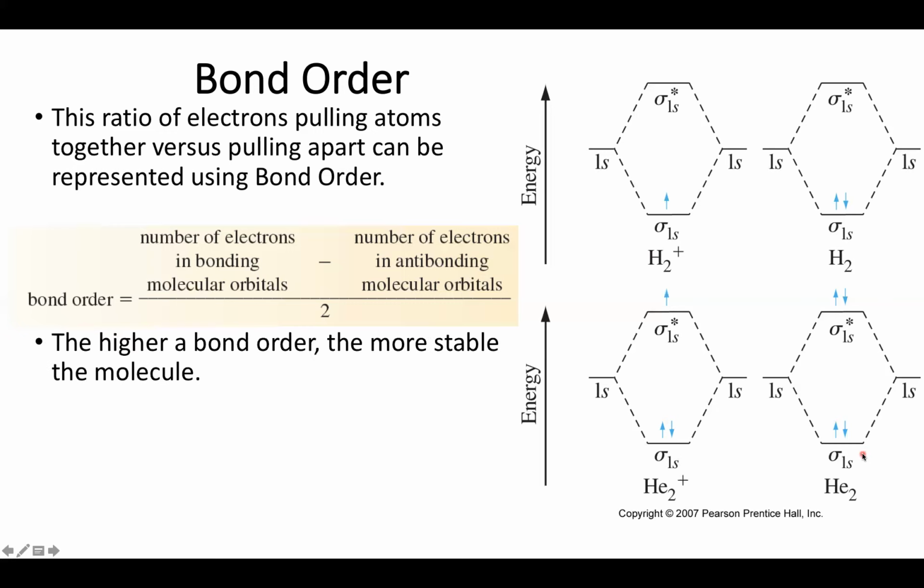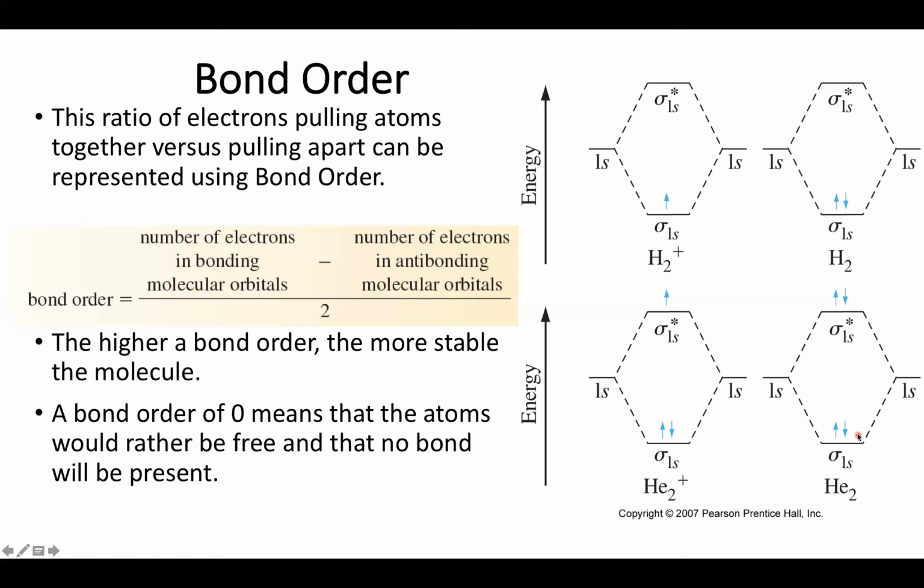And the general rule here is the higher the bond order, the more stable the molecule, the more I have holding the system together. However, if I have a low bond order like 0, this means that my atoms are gonna tend to drift apart, no bond present, and I've got 2 free atoms, which is the reason why you will never see diatomic helium. Because with a bond order of 0, there's nothing there.